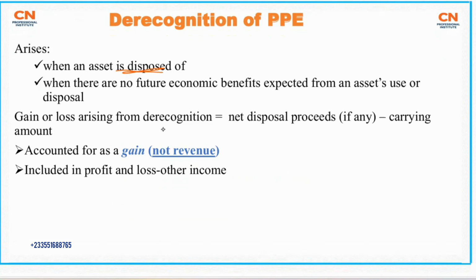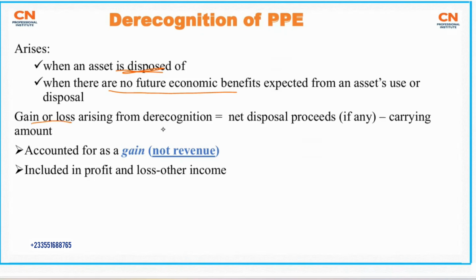Don't forget, we said we recognize PPE when two conditions are met. One, when future economic benefit associated with the PPE is expected to flow to the entity, and two, when the cost can be measured reliably. Do you remember? When no future economic benefit is expected to flow again, then remove it. So derecognition is in two main forms: either disposal or no future economic benefit expected to flow to the entity again.